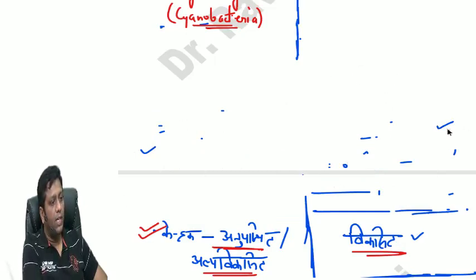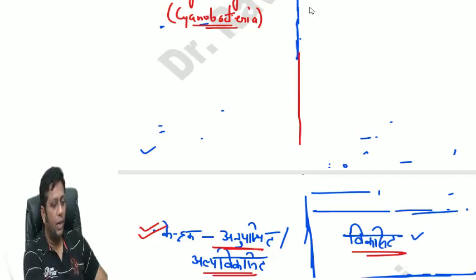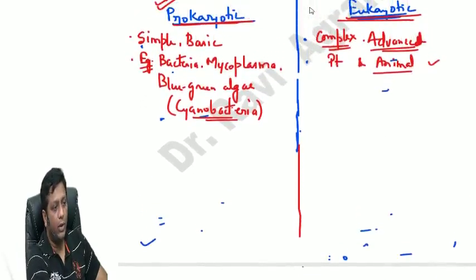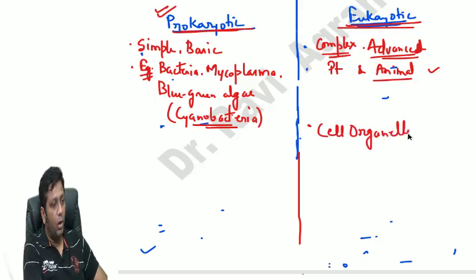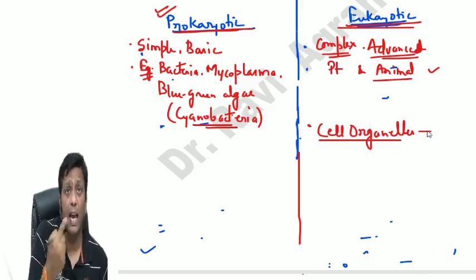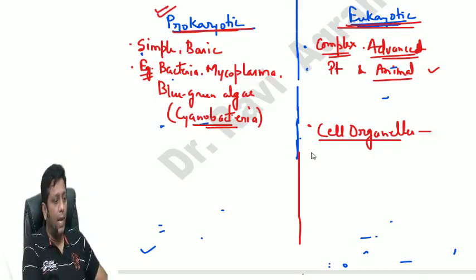So what is inside the cell? You write, guys: cells have cell organelles. Here I will tell you, this right side is the eukaryote cell. Here I will tell you about cell organelles. Those are present inside the cell for many activities of the cell, like mitochondria.